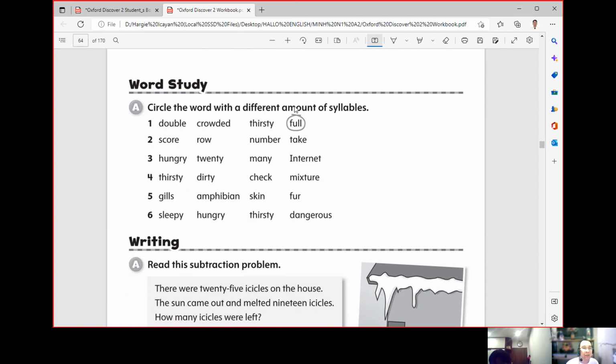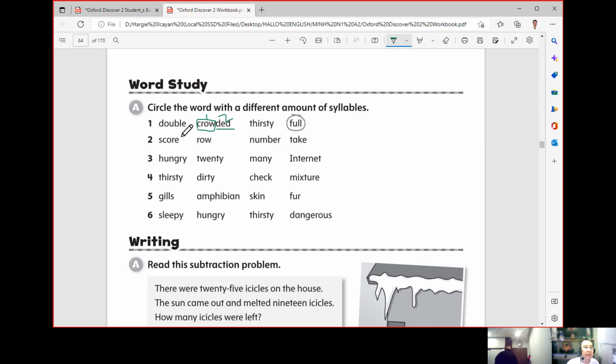Next, circle the word with a different amount of syllables. Okay, when we say syllables, that means how you are able to pronounce them. For example, the word crowded. So we have 2 syllables. What are those syllables? We have crow and ded. So therefore, 2 syllables.